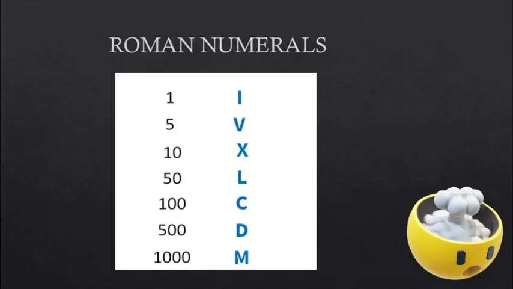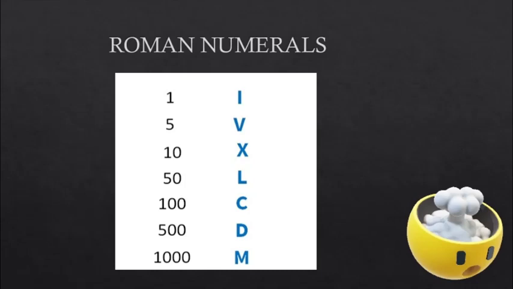We write 1 in the international system. In Roman numeral, it is written as I. 5 is written as V. 10 is written as X. 50 is written as L. 100 is written as C. 500 is written as D. And 1000 is written as M.